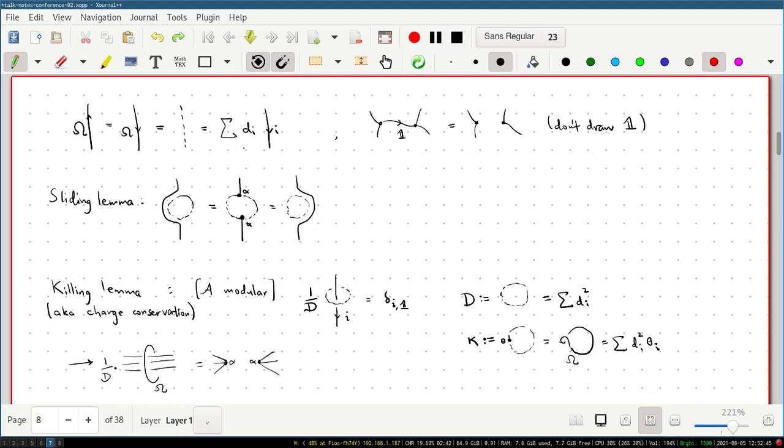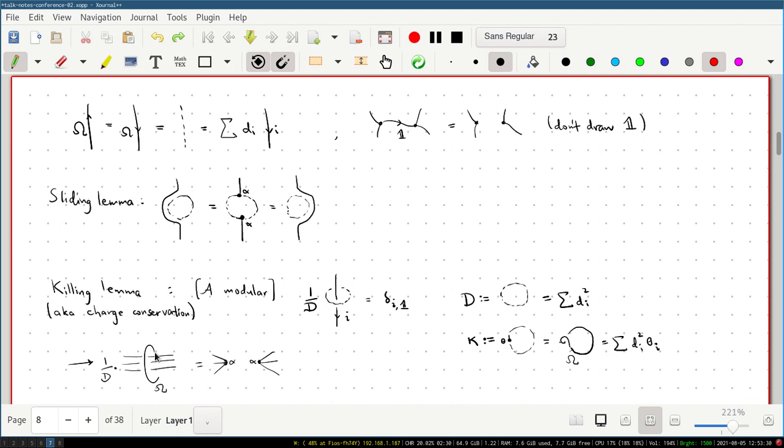Since this appears a lot, it's known as the regular coloring, so I denote it by omega, or sometimes it's a dashed line. So the most important lemmas would be here's the sliding lemma, so you can slide a strand through a loop labeled by regular coloring, and the killing lemma, so when A is modular, and if you have a loop going around a simple object, that's zero if the simple object is not one.